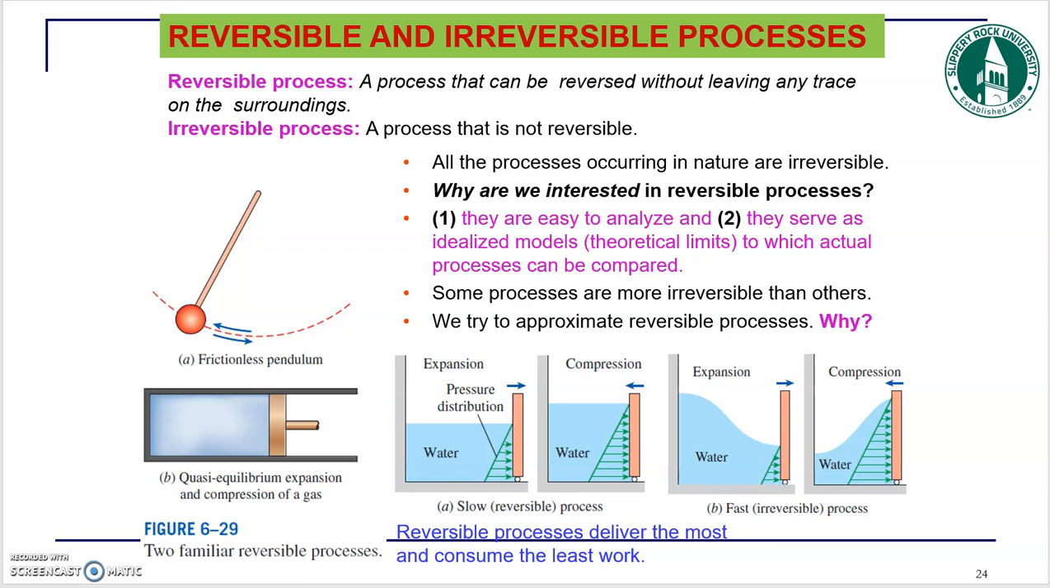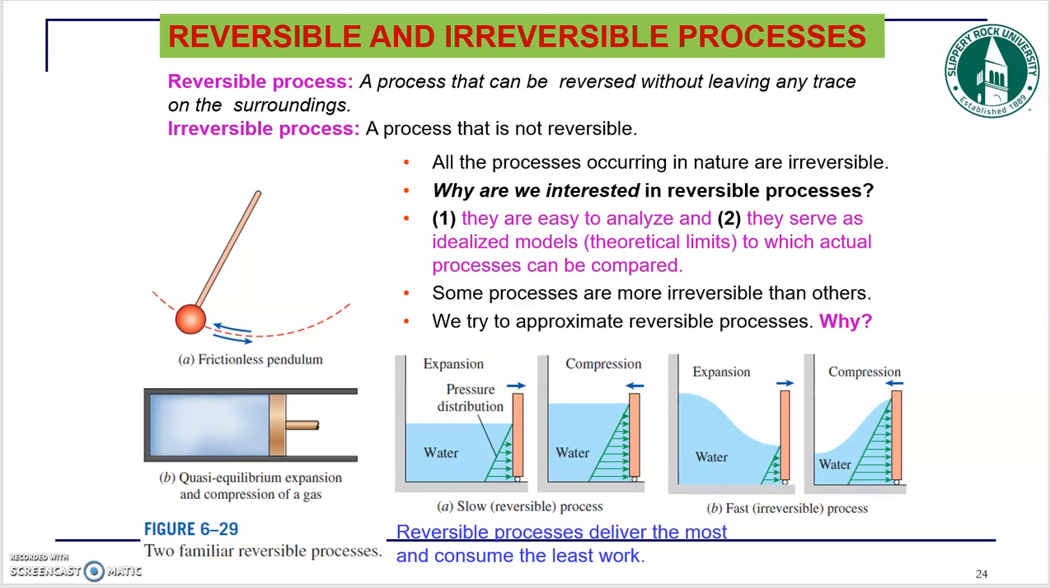A reversible process is a process that doesn't leave any trace on the surroundings. For example, a frictionless pendulum that goes back and forth is a reversible process. It's happening continuously, and if the same pendulum has friction with the air, then it will eventually stop because of the friction, and it's an irreversible process, right? So why do all the processes in nature seem irreversible, and why are we interested in reversible processes?